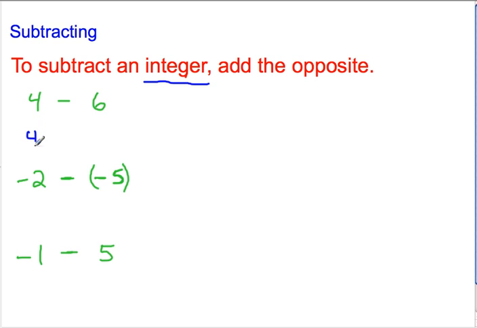So always use that first number. That doesn't change. Now we're going to change that to adding. So we're going to add, and we're going to change this to its opposite. And the opposite of 6, as we talked about last night, was negative 6. And then when you're adding things with different signs, just like before, we subtract them. So 6 minus 4 is 2. And then we think, oh wait, the 6 was negative, and that's the biggest one, so the answer will be negative 2. So 4 minus 6 is negative 2.